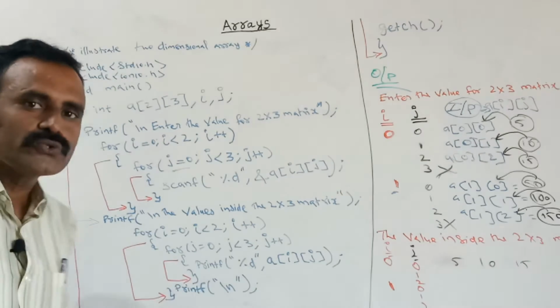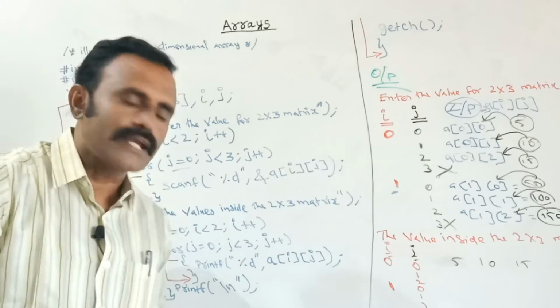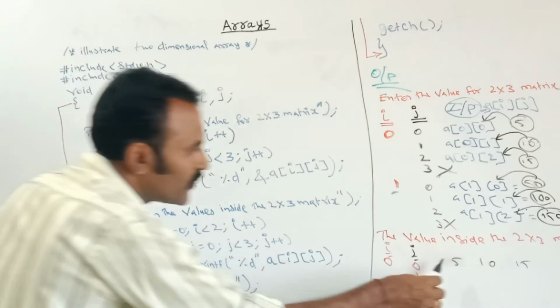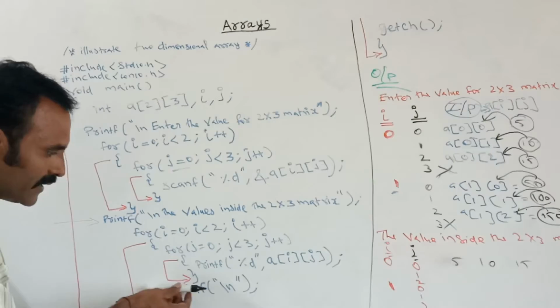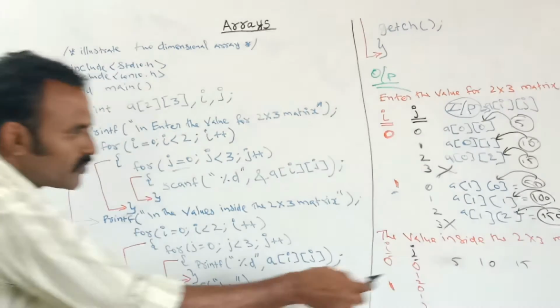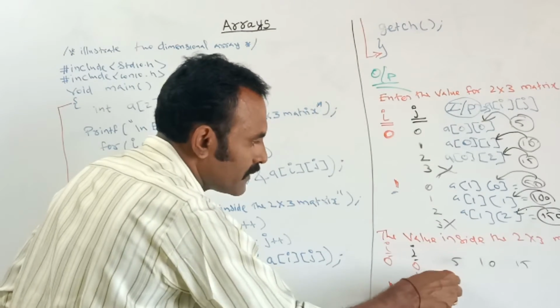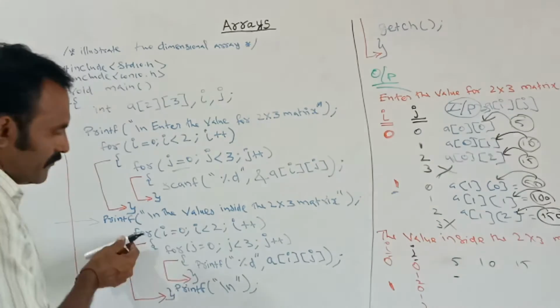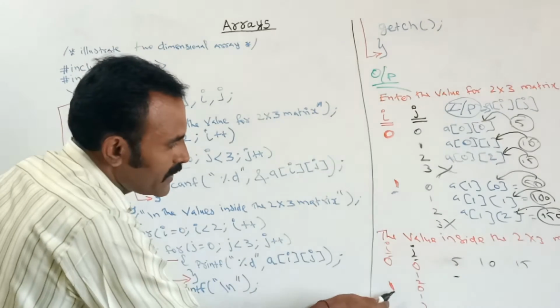The \n is used for printing the next line. Once this row has printed, the controller will bring the cursor to the next line. So the cursor will be here. Next, again it will print the value here.